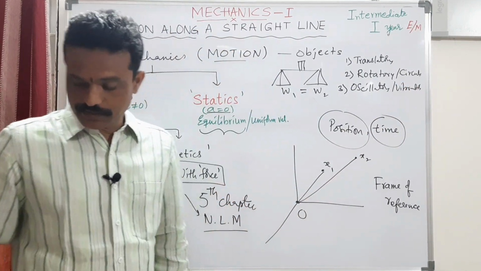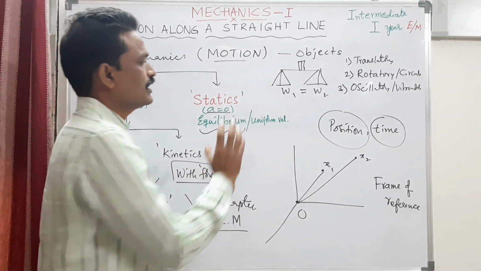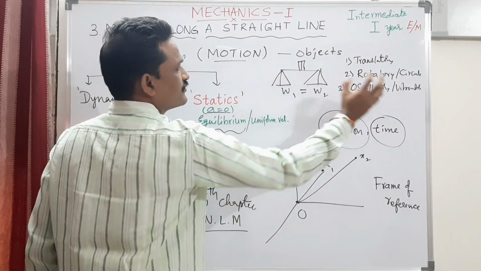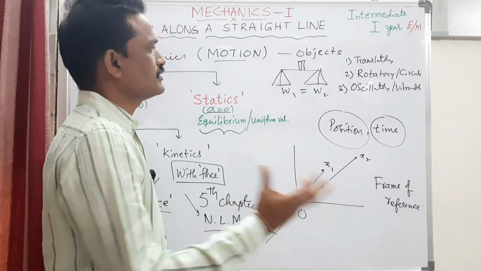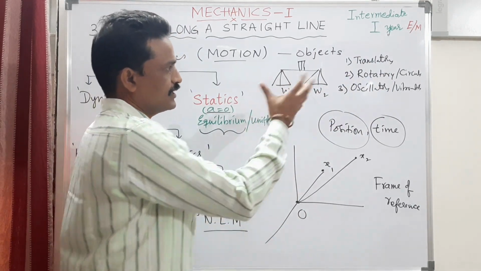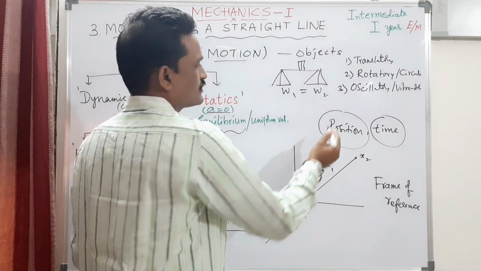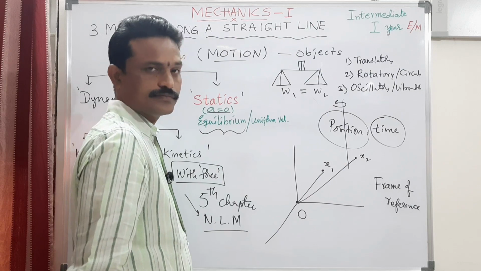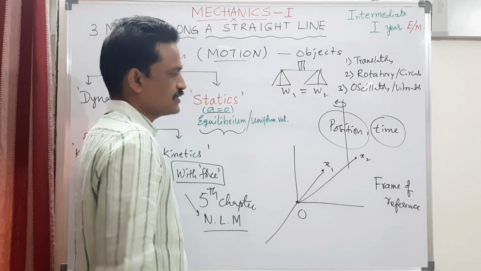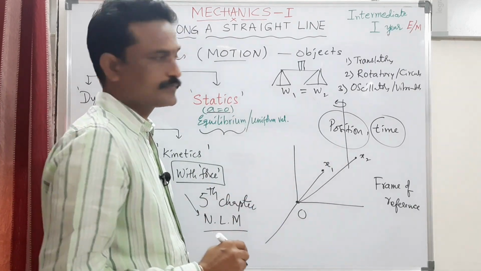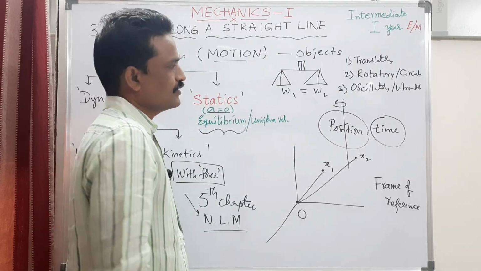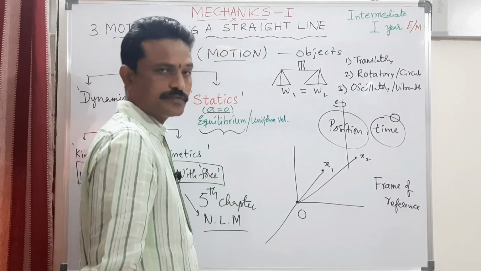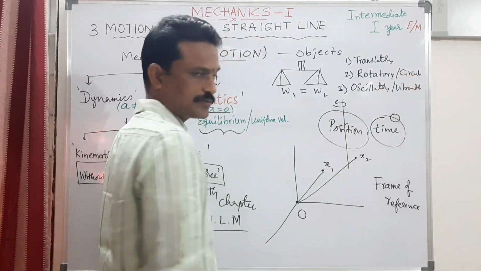What do you mean by translatory motion? In translatory motion, the whole object goes from one place to another place. In rotatory motion, the object revolves. For example, if this is a sphere, it revolves about its own axis. The best example is a ceiling fan. That is rotatory motion. And what do you mean by circular motion? For example, the motion of the planets. So planetary motion is related to circular motion.